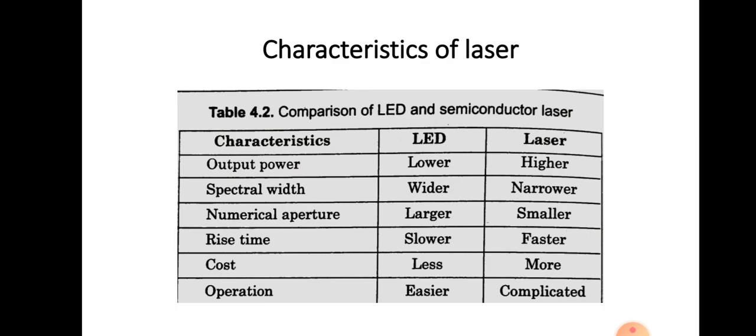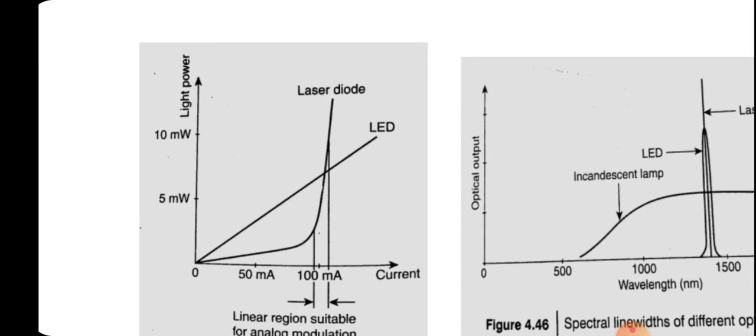If we compare the output of LED and laser, we can find that the output power of the LED is lesser than that of the laser. Here is a characteristic diagram showing the plot of light power against current. You can see that the LED curve shows a linear variation of output power with current, but the power output of the laser diode moves in this way. This portion shows the spontaneous emission region and this is the stimulated emission region.